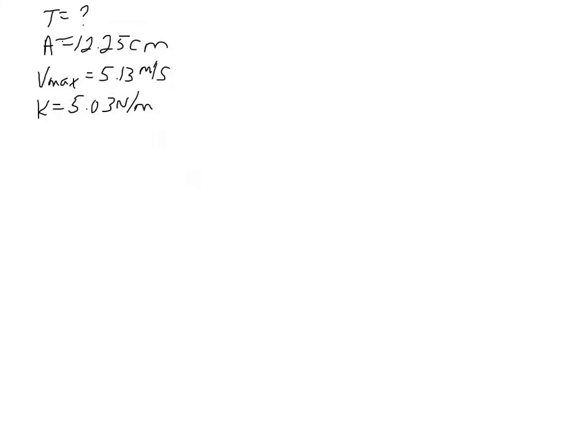The question is much more difficult. There's a couple steps going on here. So the first thing I've done is I've written down all my variables, and the first thing I have to do is change my amplitude into meters. So I can say that this is 0.1225 meters. I have my Vmax and I have my k. So automatically I would go to my formula to find my period.